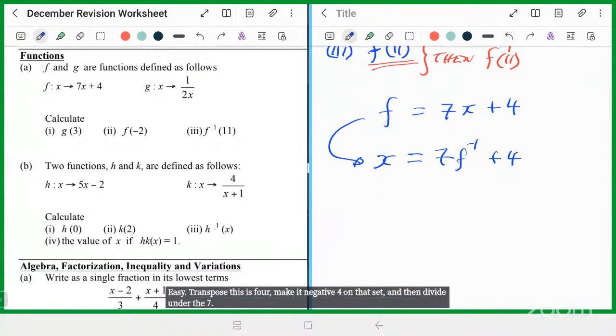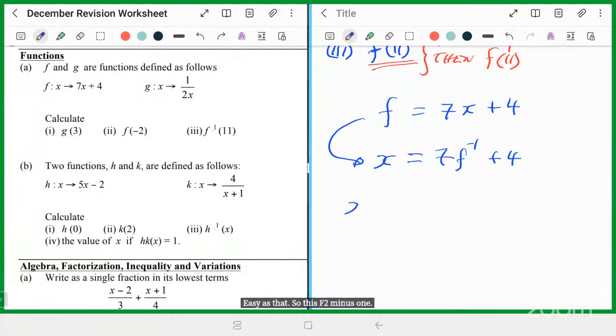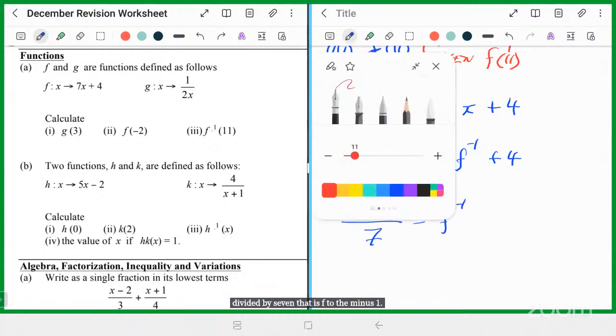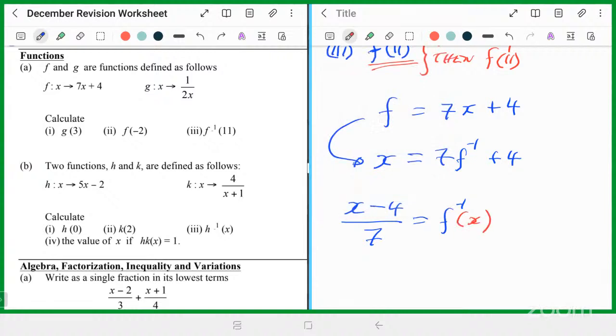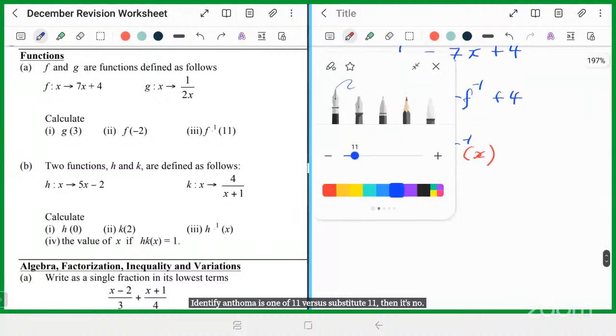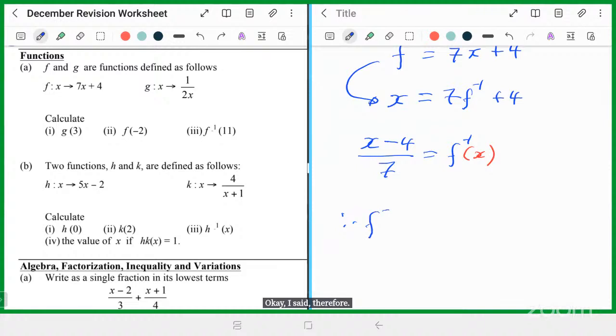Easy as that. So this f to the minus 1 is going to become x minus the 4 divided by 7. That is f to the minus 1. You can put in back the x, f to the minus 1 of x. And then to find f to the minus 1 of 11, we'll substitute 11 in this now. So we can say therefore f to the minus 1 of 11 becomes 11 minus 4 over 7. I'll plug the 11 in there. 11 minus 4 is what? 7? 7 over 7 is 1. So the answer is 1.